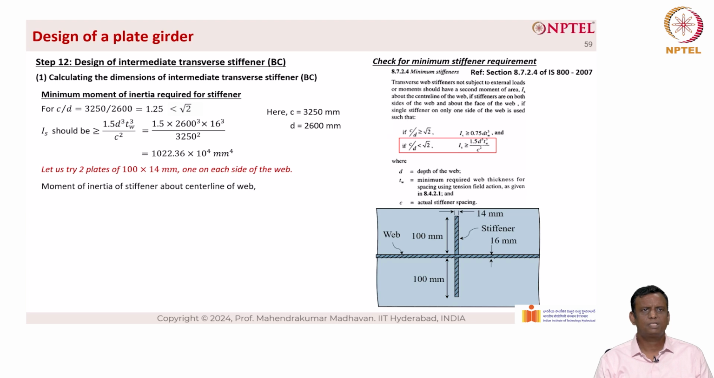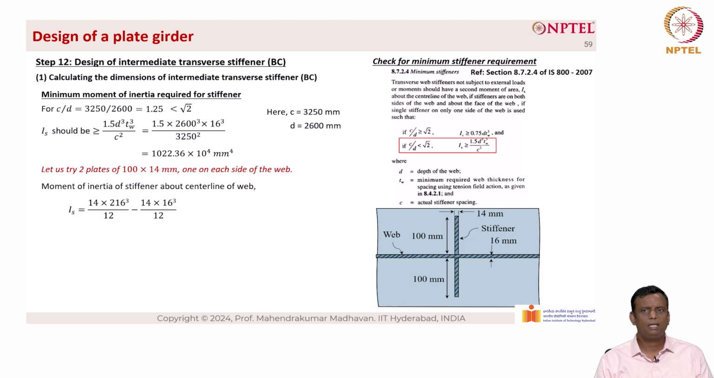The moment of inertia of the stiffener about the center line of the web is calculated by using this right hand side picture. Basically you have the stiffener and then you have the web on either side. So the moment of inertia can be calculated by taking the thickness of the web. So the total depth now becomes 216, that is, 100 plus 16 plus 100.